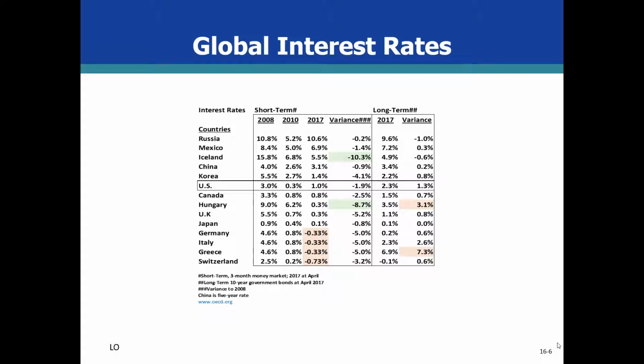Here, the short-term and long-term interest rates for a number of different countries are shown. Short-term rates, or 3-month money market securities, are rank ordered for the year 2017. Russia, a high-risk environment, has a rate of 10.6%. Switzerland has the lowest at negative 0.33%.